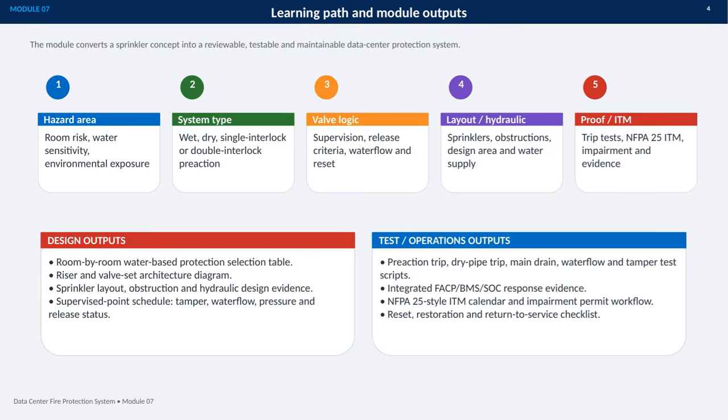From there, we develop the layout and hydraulic evidence, covering sprinkler placement, obstructions, the design area, and the available water supply. Finally, we document proof and inspection, testing, and maintenance, including trip tests, impairment controls, and supporting evidence. The design outputs include a room-by-room protection selection table, riser and valve set architecture, sprinkler and hydraulic documentation, and a supervised point schedule.